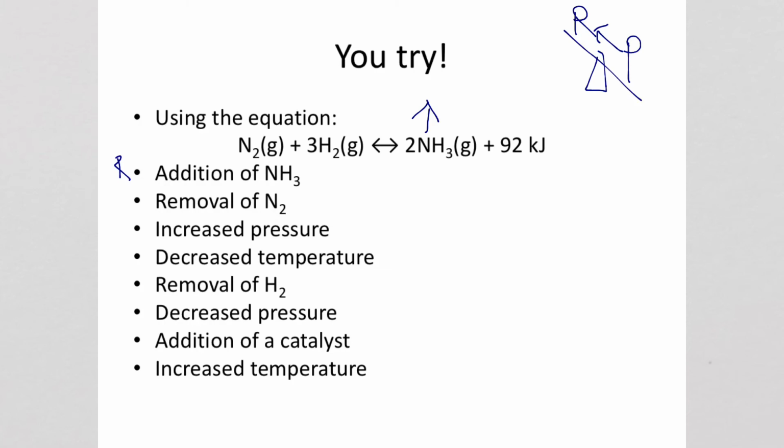Removal of N2. If I remove N2, N2 goes down, there's less of it, that's going to make my reactants light in the same picture in the corner. Therefore, my products are going to shift towards the reactants in order to replace N2.